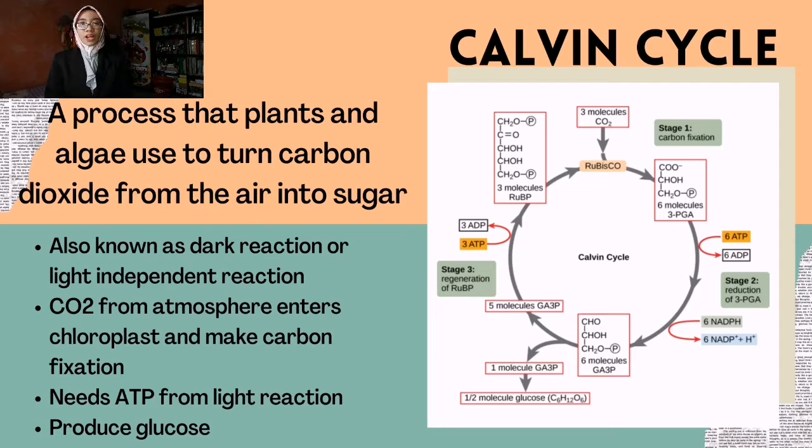And now here we have the Calvin cycle. The Calvin cycle is a process that plants and algae use to turn carbon dioxide from the air into sugar, called glucose. This process has other names such as dark reaction and light independent reaction. So the carbon dioxide from the atmosphere will enter the chloroplast and make the carbon fixation. However, this process needs ATP from the light reaction. At the end of the process, the product will be glucose.